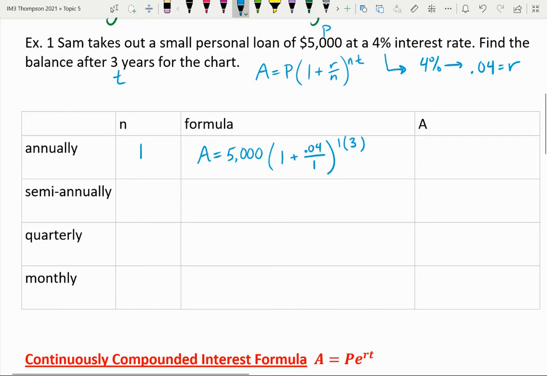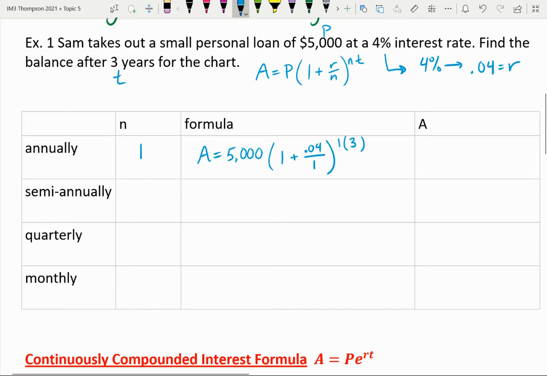So on your calculator, do that step, 1.04 to the power of 3. I like to copy down a bunch of the decimal places to start with, and then we'll cut it off later. Using my handy dandy calculator, inside my parentheses, I get 1.124864.